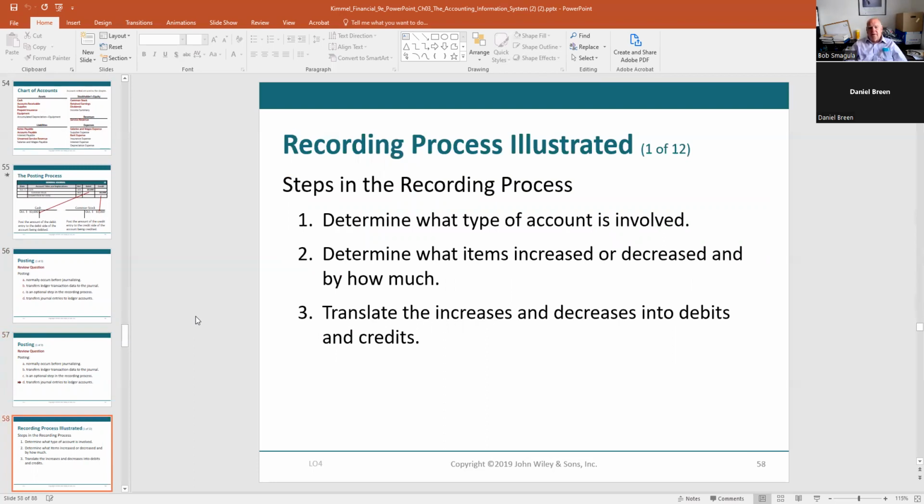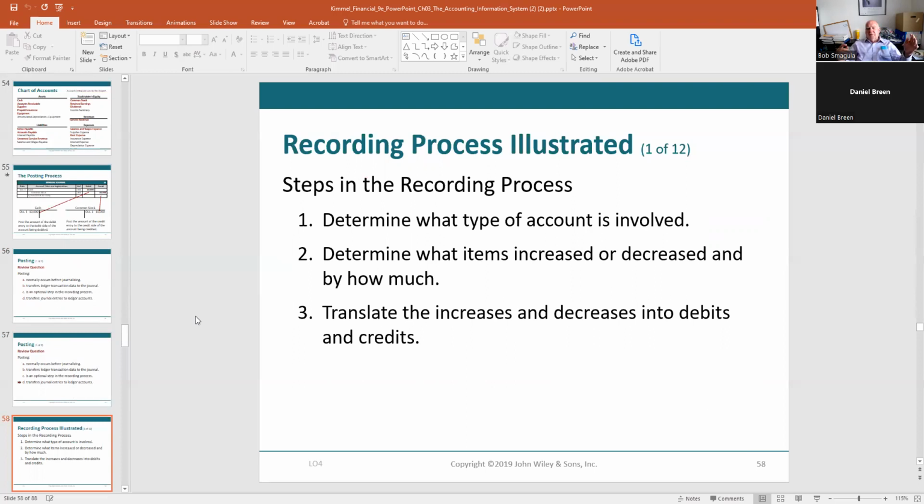Steps in recording. Determine what type of account is involved, what increases or decreases, and by how much. And then translate the increases and decreases into debits and credits. Debits and credits. Debit and credit.